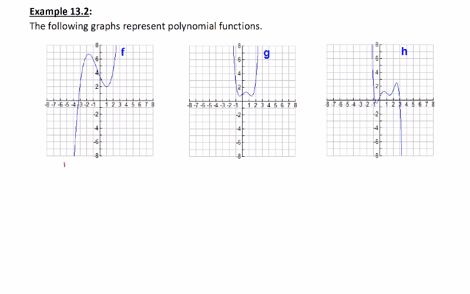The first picture represents a potential degree 3 polynomial. My middle picture represents a degree 4 polynomial, and my last picture represents a potential degree 5 polynomial.